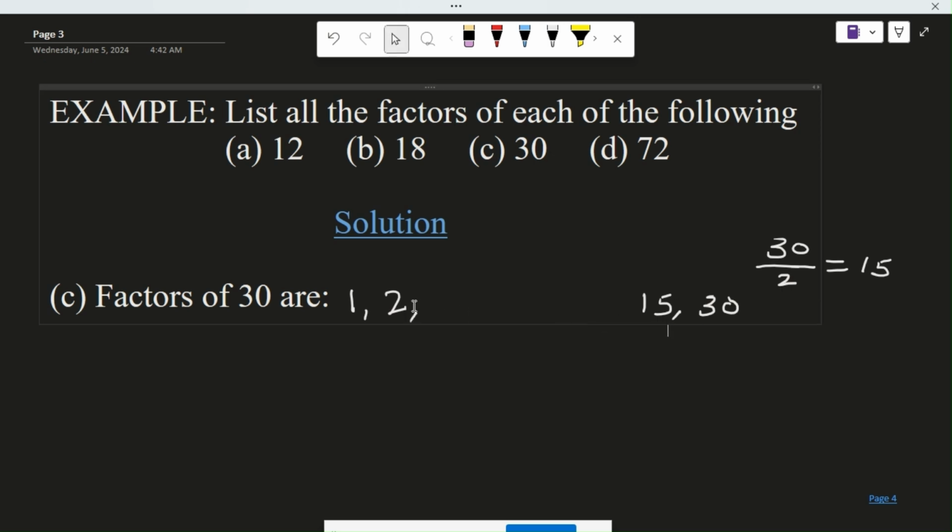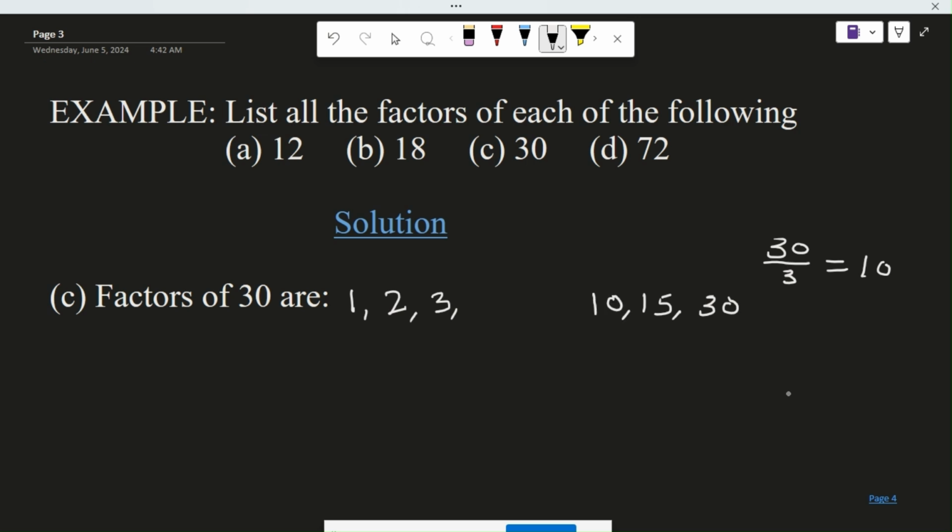After 2, we make use of 3. Let's check. Maybe 3 will divide 30. So we have 30 divided by 3. Our outcome will surely be 10. Then I'll write down 3 that I used to divide 30, and I'll also write down my outcome, which is 10. After 3 is 4.